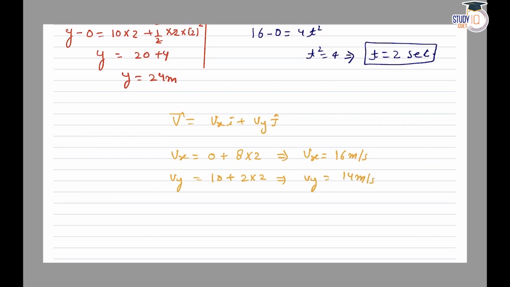So in order to find speed, we can take the magnitude of velocity. So velocity at t equal to 2 seconds is 16 i cap plus 14 j cap. So speed can be written as mod v. This is equal to under root 16 whole square plus 14 whole square.